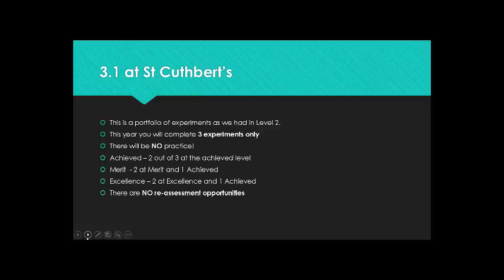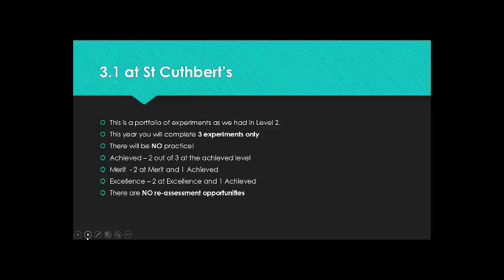So you will have already looked through the information for the specific 3.1 portfolio that we are going to do at St Cuthbert's. If not, you'll find this in our Google Classroom. We're going to do a portfolio of experiments again this year like we did at level 2, but this year we're only going to complete 3 experiments. There will be no practice.